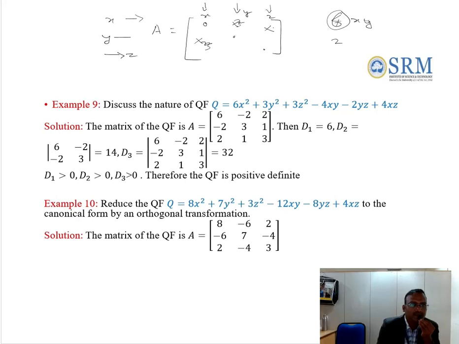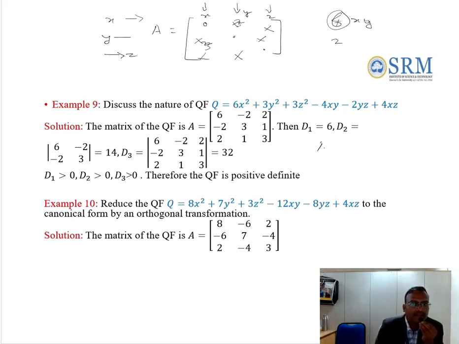What is this position? This position is the coefficient of xz. Find the coefficient of xz, divide it by 2 and place it here and here. This position is the coefficient of yz. Find the coefficient, divide it by 2, place it here and here. Clear? In this way we have to form the real symmetric matrix A.